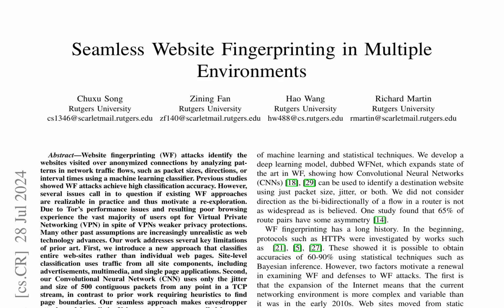Second, the study employs a deep learning model called WFNet, which leverages convolutional neural networks, CNNs, to identify a destination website using packet size, jitter, or both. This method eliminates the need for heuristics to find page boundaries, making eavesdropper attack models more realistic.